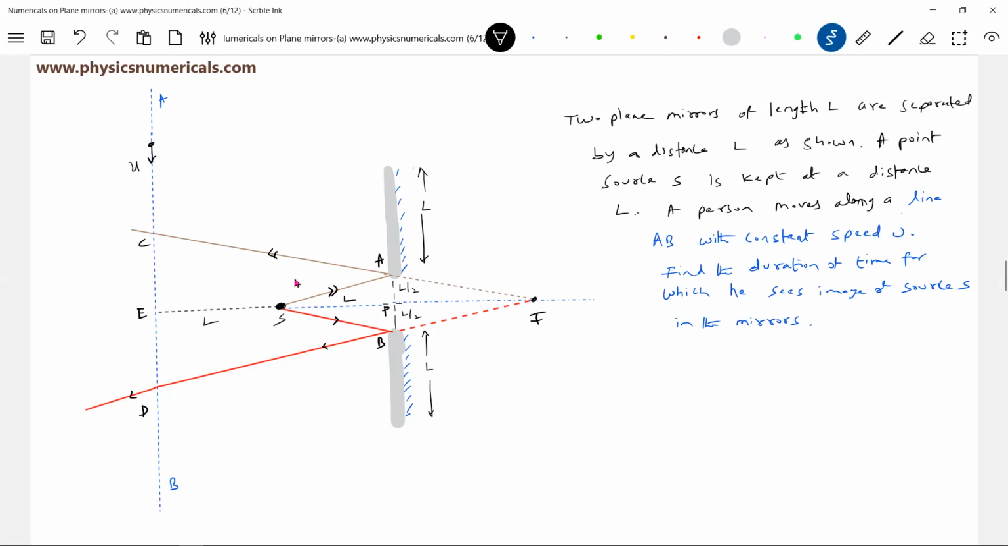So he's asking to find the duration of time for which it sees the image of source in the mirrors. The person is moving along the line AB with a constant speed U. So as he traverses from C to D, the person is able to visualize the image. Or shall we take the other side also? Yes, that is also possible. In this region there are no reflected rays, but there are reflected rays here also. We should draw another set of diagrams here.